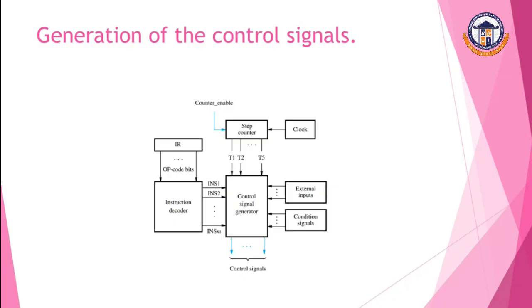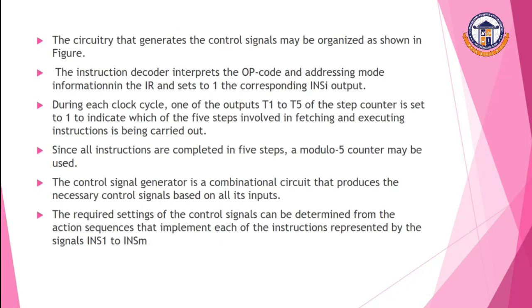So by considering all the inputs, that is from the step counter, from the instruction decoder, and also external interrupts and conditional signals, the control signal generator will generate the control signals. So this is hardwired control. These are the things that I have said. That is a circuit. This circuitry says how to generate a control signal.